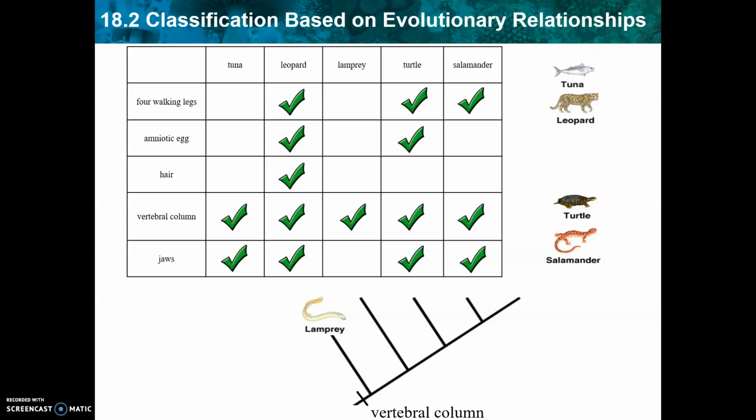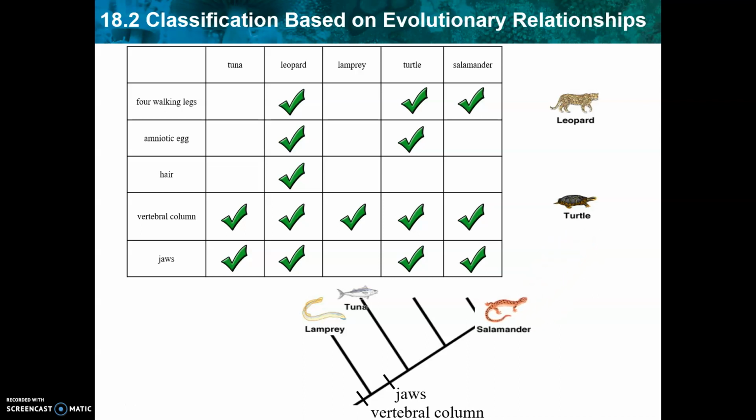All right, next up, we're going to move the tuna into position. The tuna has two traits. In addition to the vertebral column, it also has jaws. So that means we're going to add jaws here as our new derived trait. Remember, all of the new traits that appear are going to be derived traits, and only that vertebral column, or the spine, was the ancestral trait that all of these organisms share.